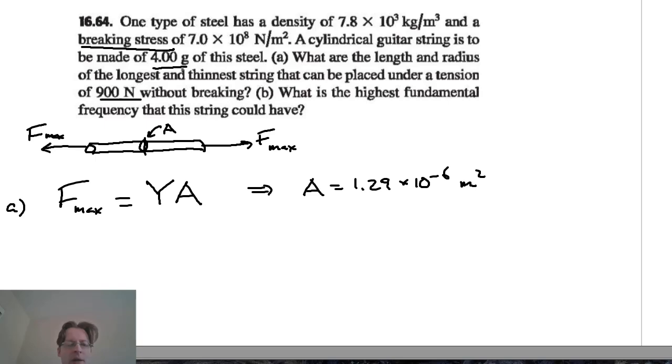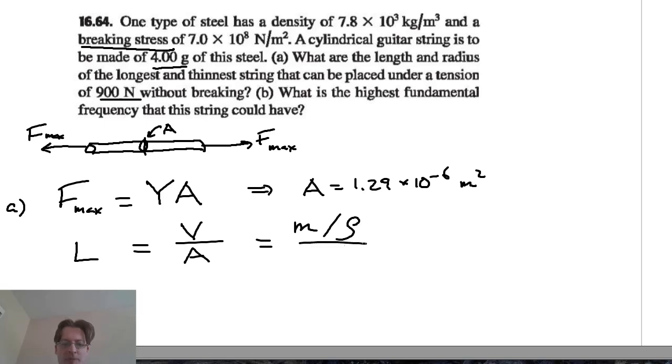Next, we want to know what the length must be. Now I know how thin it is. I need to know the length. Well, I'm given that it's 4 grams, so I can solve for the length because this thing is just a cylinder. So the length of it is just its volume divided by its area. And the volume I know because the volume is the mass, 4 grams, divided by the density of the steel, and it's that divided by the area. That gives me a length of 0.399 meters. Okay.